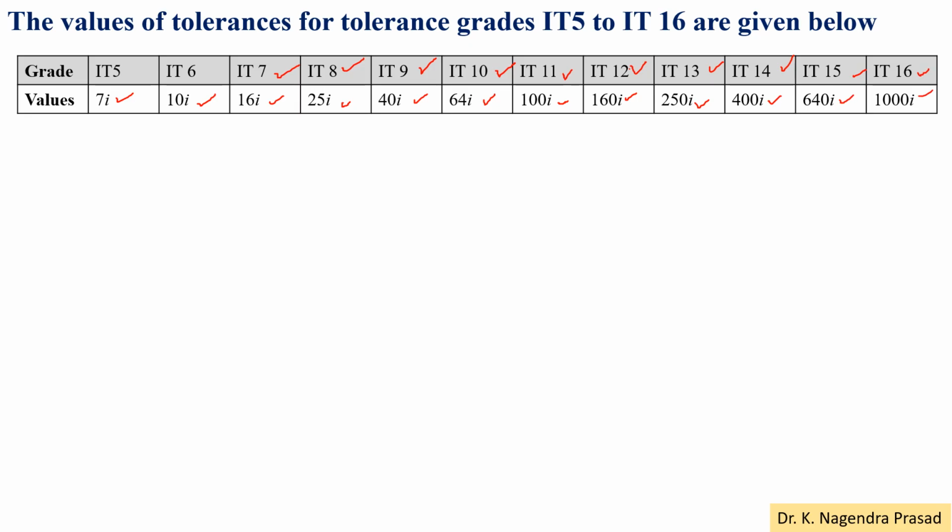See here, we know that the tolerance value is represented in the small i, and depending upon the application its value also changes. So IT5, IT6 up to IT16 are for different applications. For the different applications, the tolerance value also changes. Here at least we should remember IT7, IT8, IT9, IT10 and IT11.